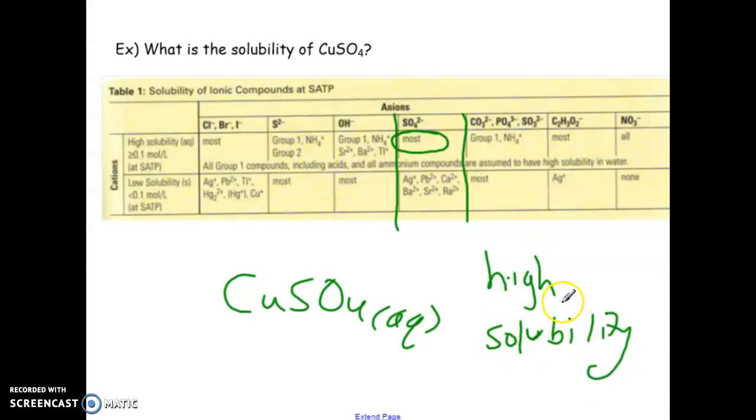Okay, so when you're unsure, if it's showing a reaction that has copper 2 sulfate, it doesn't even have to necessarily tell you the state of matter. By using this solubility table, you can then assume that it has high solubility.